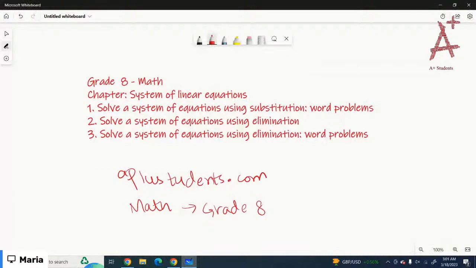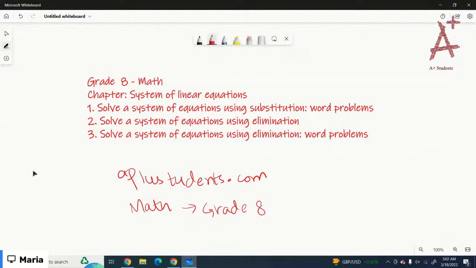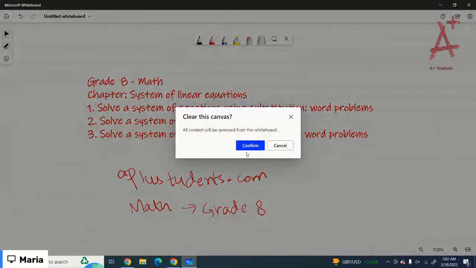We're going to start with the chapter system of linear equations. The lessons we're going to cover today are: solve a system of equations using substitution word problems, solve a system of equations using elimination, and solve a system of equations using elimination word problems. So let's start with the first lesson, that is, solve a system of equations using substitution word problems.